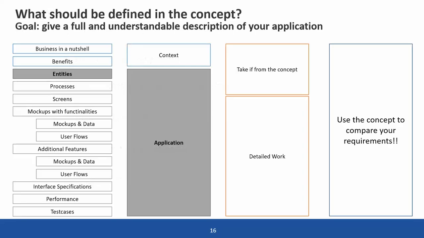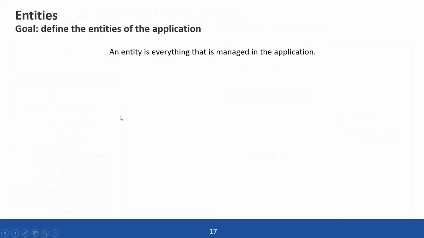So after we have the context, now let's start really with the application and the entity. So what is an entity? Everything that is managed in the application. It's a little bit hard to define; it's more like an object. The terminology is not so easy, because I'm not talking about elements or objects that are used by developers in their language, but everything that must be managed.